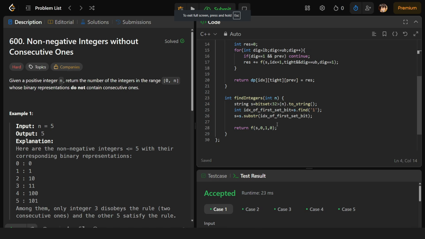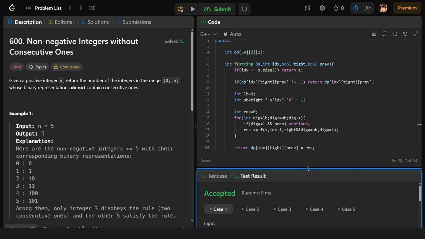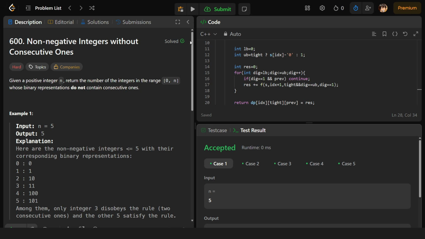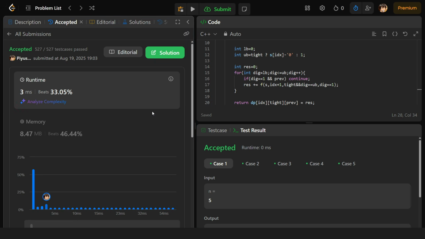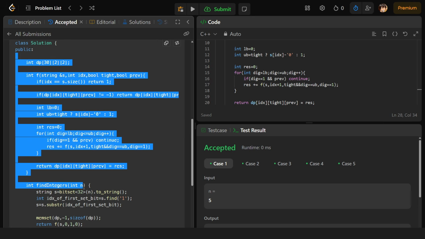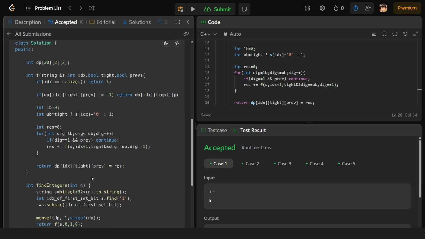And let us also do a memset here. So memset dp minus 1 size of dp. So let us now try to run and see if we are correct or not. So as you can see, the test cases are getting passed. So let us now try to submit the same code and see if we are completely correct or not. So as you can see that our solution is accepted now, right? And this is the code that we just wrote, and I have explained each and everything in very detail.